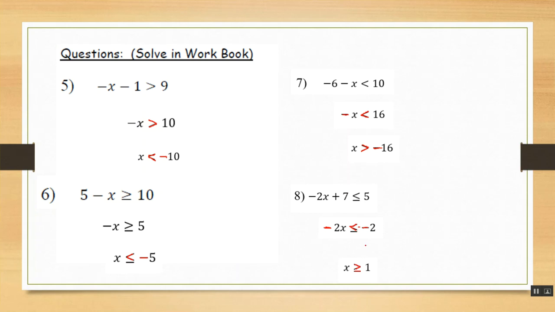So 2 things happen with that one. The negatives cancel, but the inequality still changes side because we're dividing by minus 2. When you divide by a negative, the inequality changes side, which is what we've been doing. Here we're dividing by minus 1.